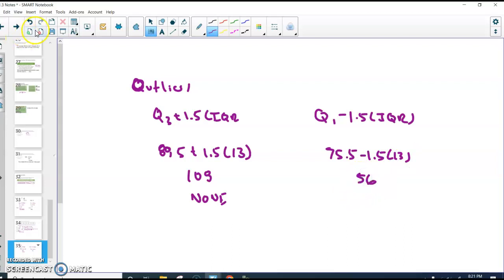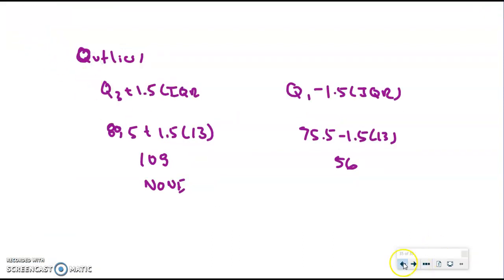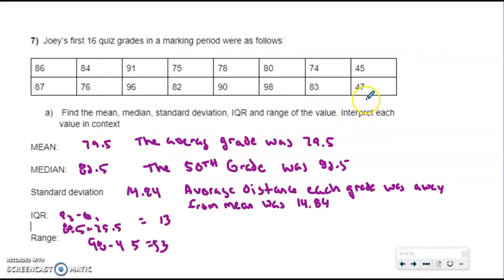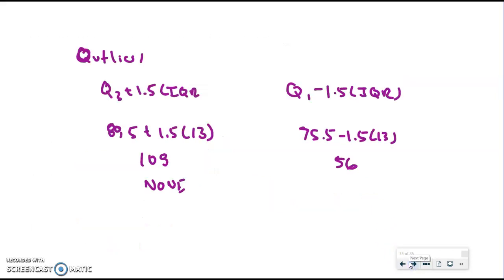So let's go back here. Let's look back at these other values. Is there any values that are smaller than 56? 47 and 45. So those would be your outliers. 47 and 45.